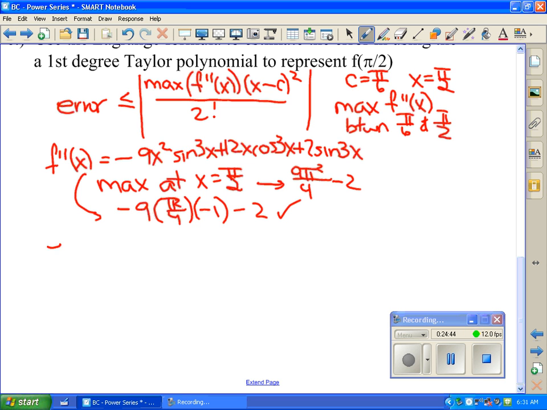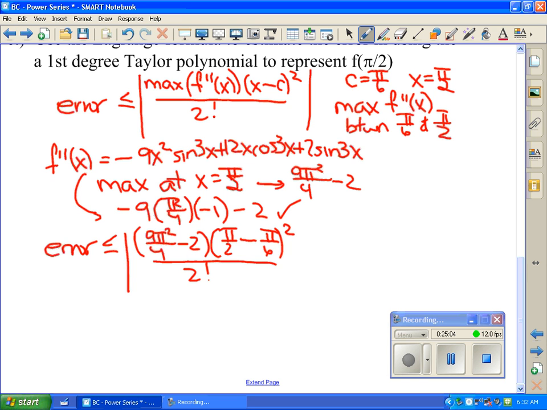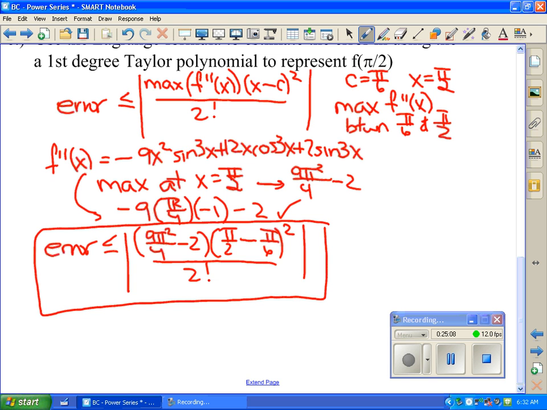So that's my maximum value. So the error then is less than or equal to 9 pi squared over 4 minus 2 for the maximum value of my second derivative in that interval. My x was pi over 2 minus my c, which is pi over 6, that squared all over 2 factorial. So that would be the bounds of my error using Lagrange. And I think that example is now done.